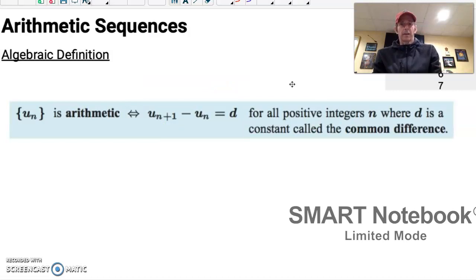Again, that D value, and this is going to be in your notes, it's on your formula sheet, that D value is known as the common difference.